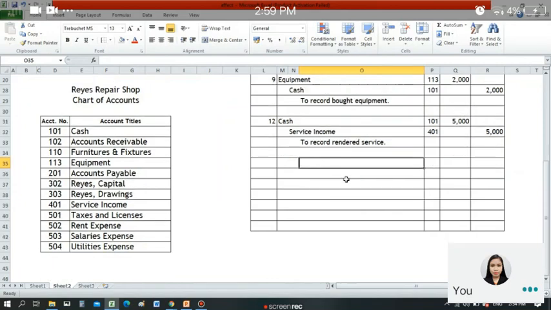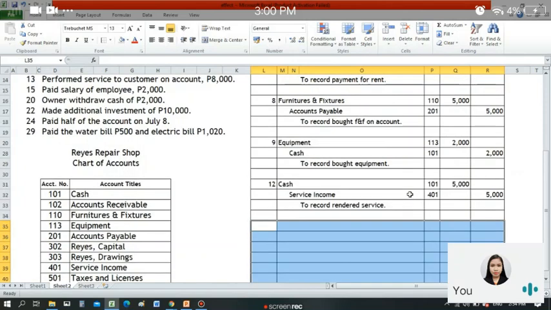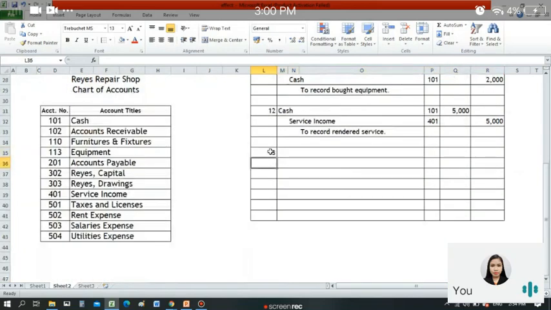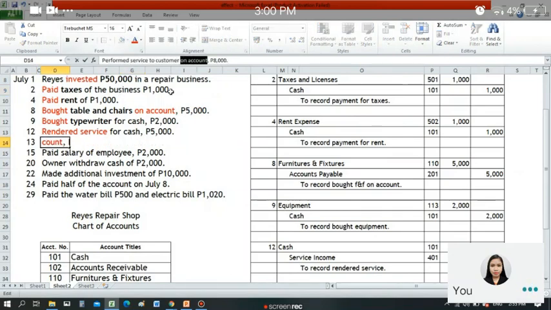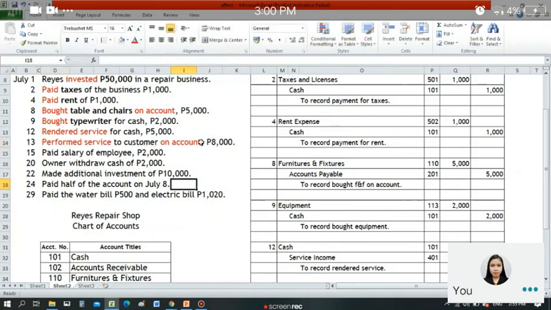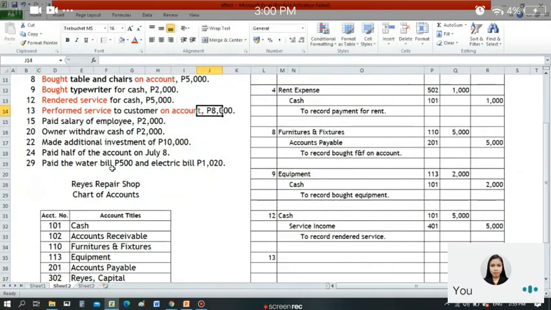So, malapit na nating mapuno yung ating journal. So we will going to need another sheet. So next transaction, 13, July 13. So don't forget the space. So performed service to customer on account, 8,000. So performed service meaning you rendered a service again to customer. But this time, this is on account, meaning pautang, worth 8,000.